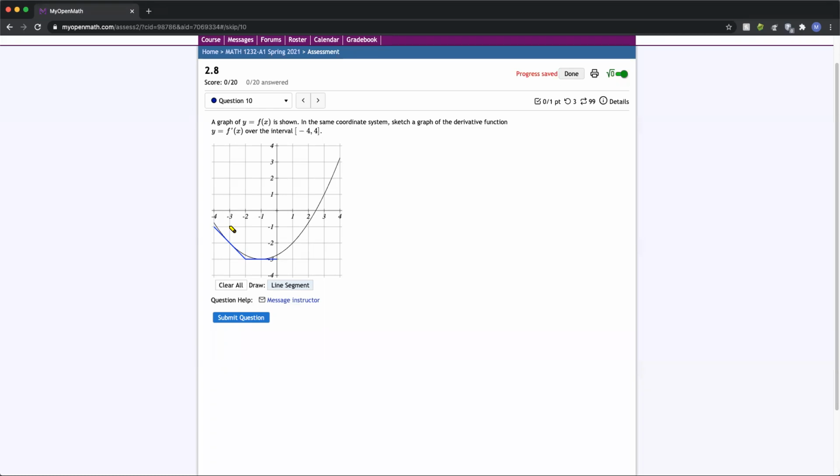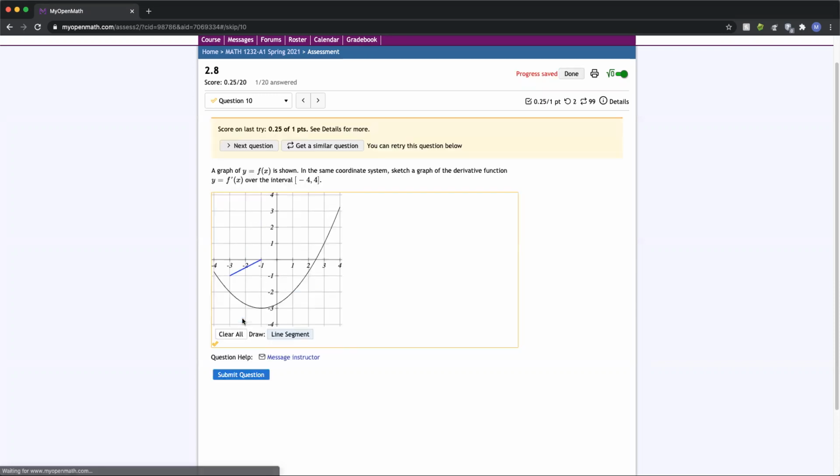I'm going to include that point and draw my line to where we said we had a 0 slope, and it's going to look like that. Now I'm going to clear this off and draw that same line again. If I submit this question, it's not going to give me full credit. Okay, we don't get full credit. That's because we're trying to draw the entire derivative over this entire interval, so connect from side to side.